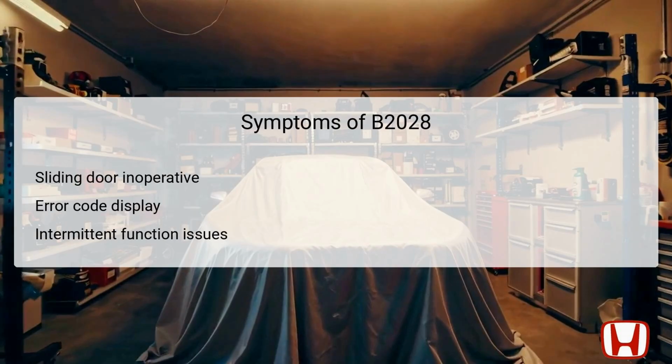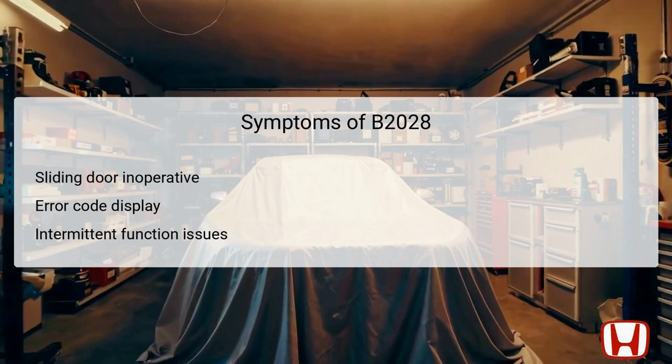The symptoms associated with the B2028 error can be quite noticeable and directly affect the vehicle's usability. The most obvious sign is that the left sliding door may become inoperative, meaning it will not open or close as expected when commanded. This directly impacts user convenience, especially in everyday scenarios like loading children or groceries. A display of the error code on the Honda Diagnostic System, HDS, further confirms the underlying problem and provides a clear indication that the system requires attention.